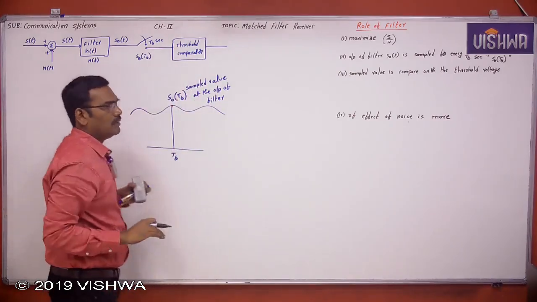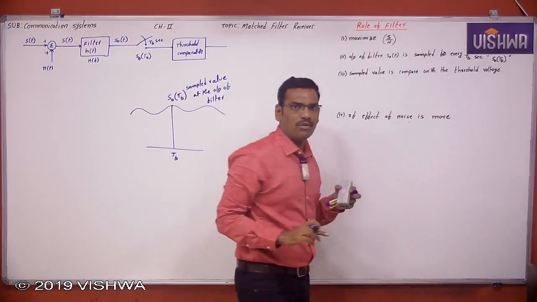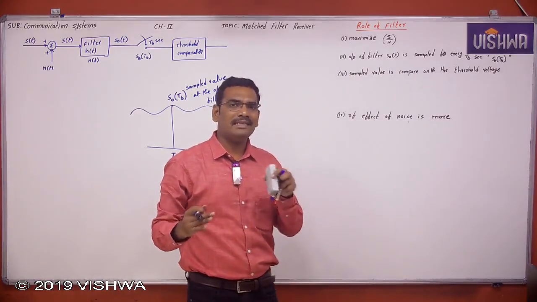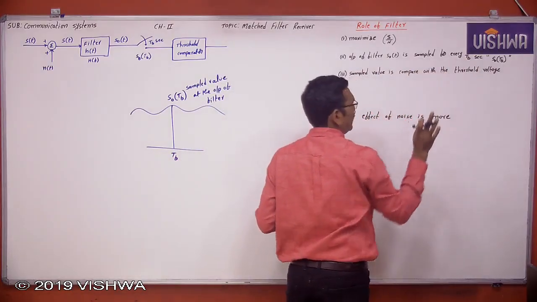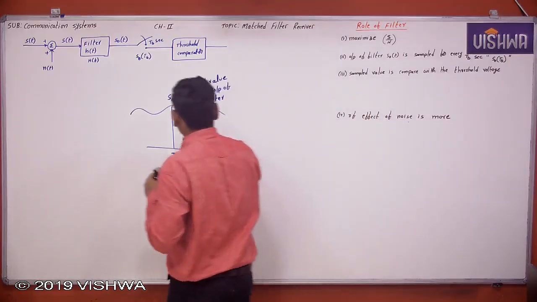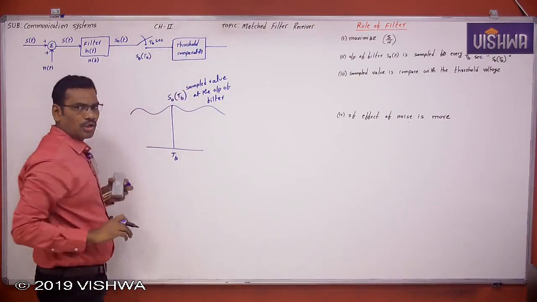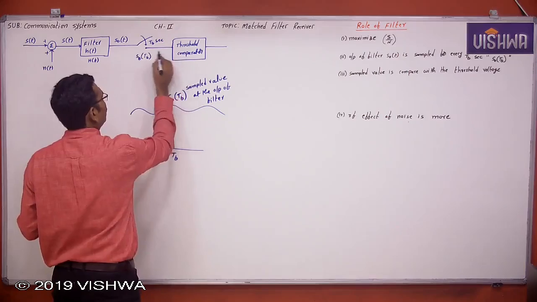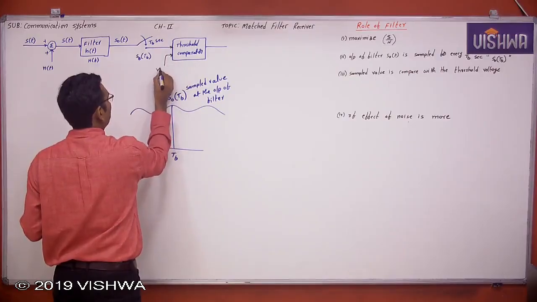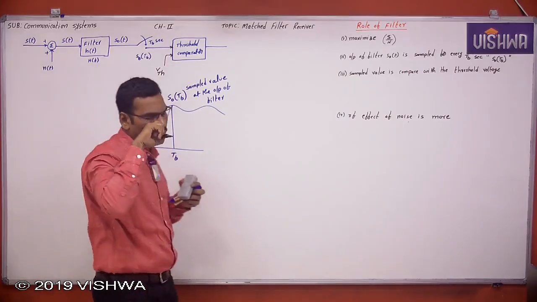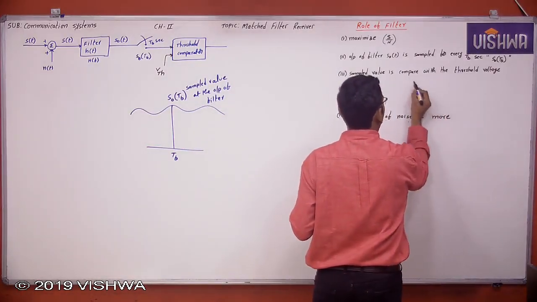Then that will go to the threshold comparator. Now see here, first the purpose of the filter is maximizing the signal to noise ratio. After maximizing, the signal is sampled every TB seconds. Therefore that sample value, S0 of TB, is compared in the threshold comparator. One input to the threshold comparator is the sample value and another input is the threshold voltage. You know the threshold voltage for different schemes. Therefore, the sample value is compared with the threshold voltage.